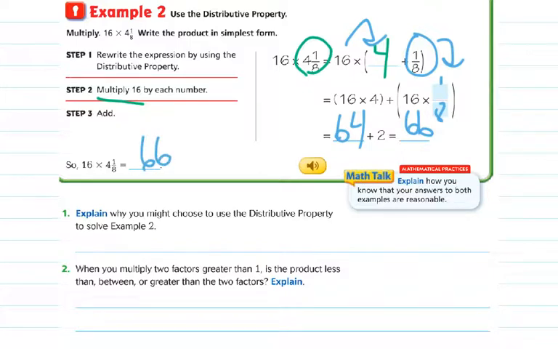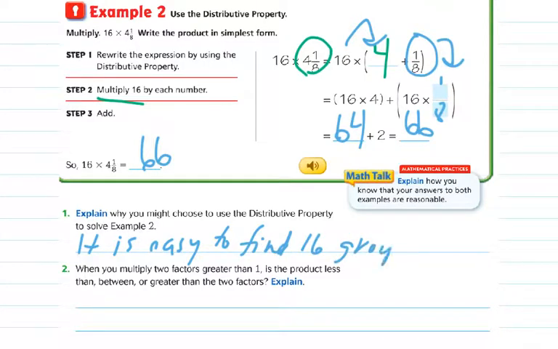Number 1 says explain. Why might you choose the distributive property to solve number 2? What we can say is it is easy to find 16 groups of 1/8. We think about that because we know that 8 has 16 as a multiple. So that's why it's easy to do, and it's much easier. You don't have to do extra math. It's mental math. You can do it in your head.